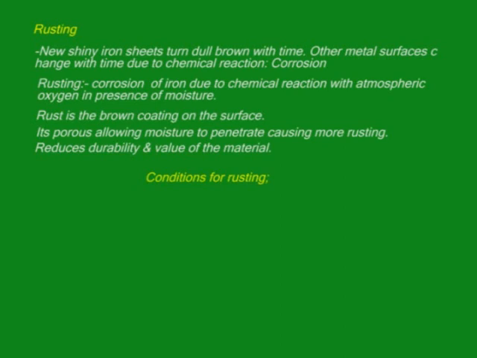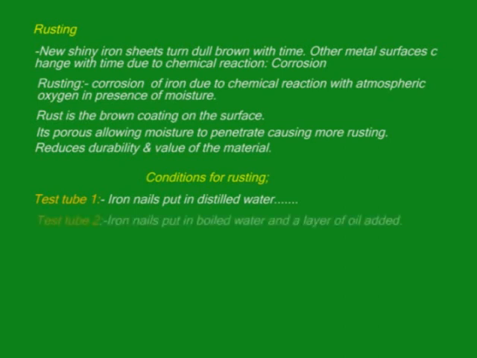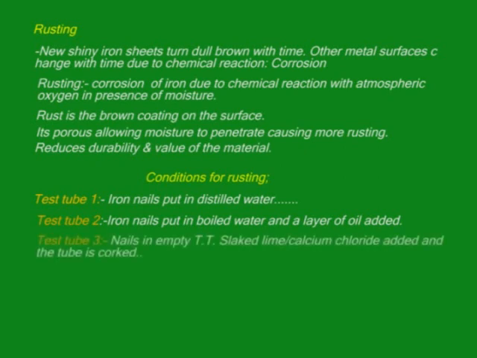We shall have 5 test tubes, and in them we shall put iron nails, but then we shall subject them to different conditions. In test tube 1, the iron nails are put in tap water. In test tube 2, iron nails are put in boiled water, and then a layer of oil is added at the top. In test tube 3, the iron nails are put in an empty test tube, and anhydrous calcium chloride is placed in the test tube, and it is then corked.